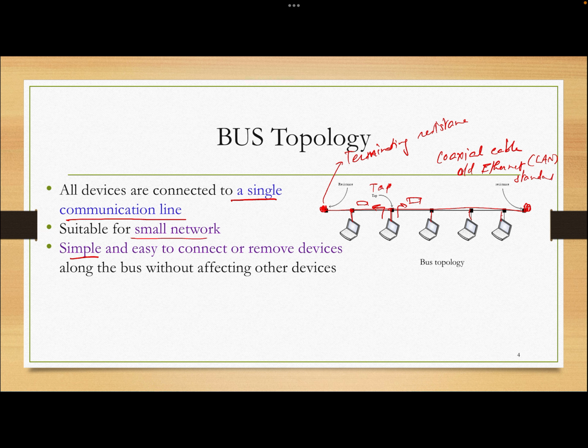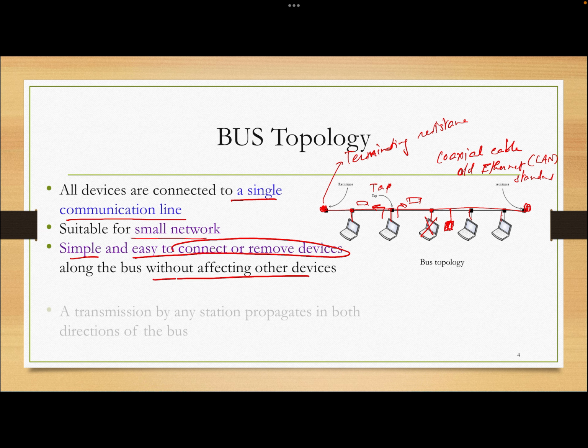It's simple and easy to connect or remove a device. This is the strength of the bus topology. If you want to add one more device, it's simple to do. Or if you want to remove it, you can take it out easily, without affecting other devices.